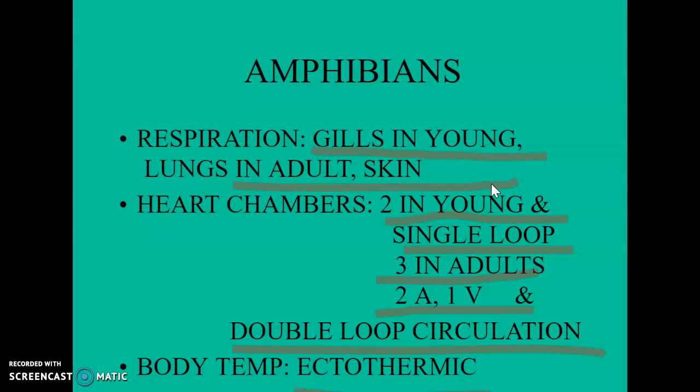Respiration, there's gills in the young and the lungs in the adult, and they also can breathe through their skin. Now, the heart changes as it grows. There are 2 chambers in the young, and they have single loop circulation. And there are 3 chambers in the adults. They have 2 atria and 1 ventricle, and double loop circulation like you. And their body temperature is ectothermic, which again, you would call that cold-blooded.